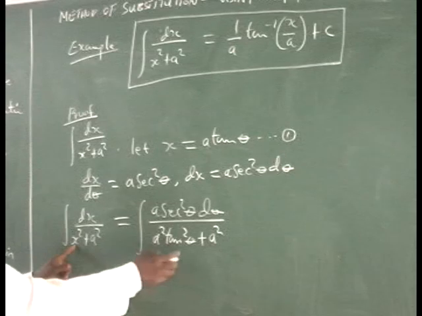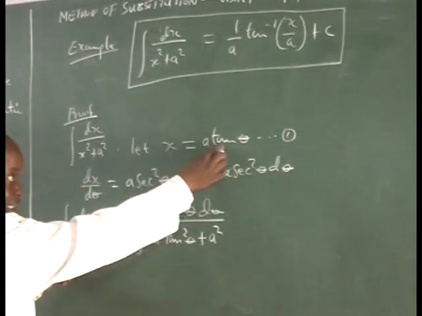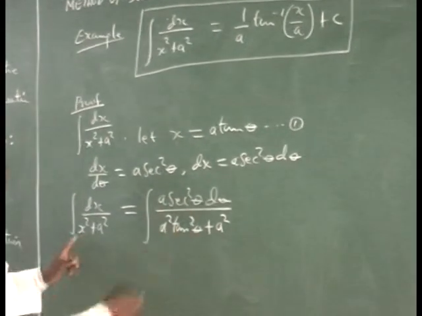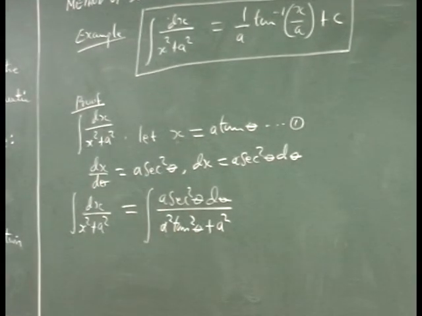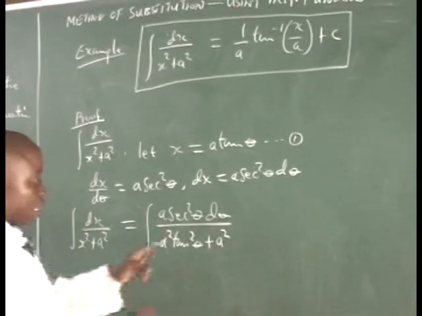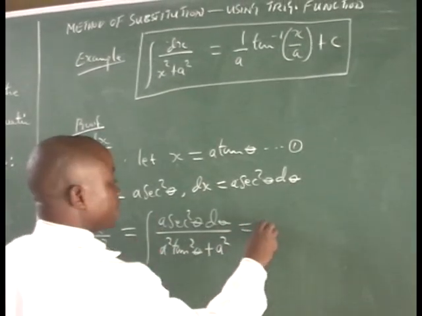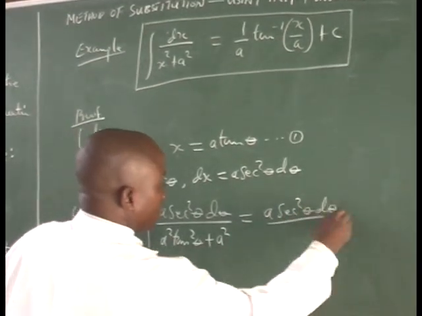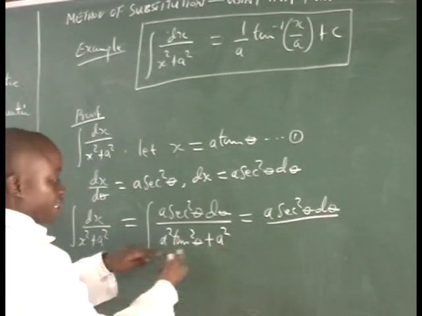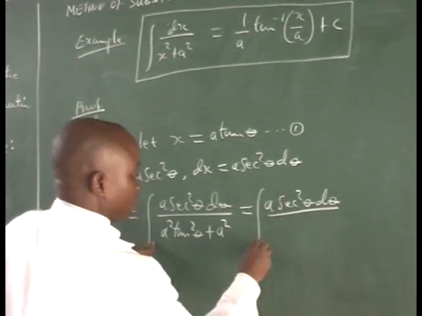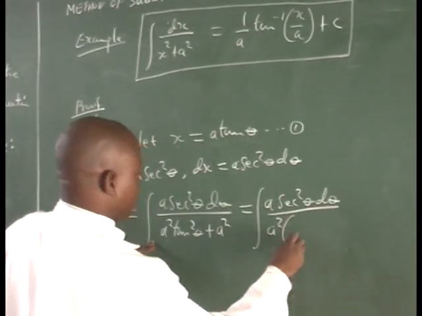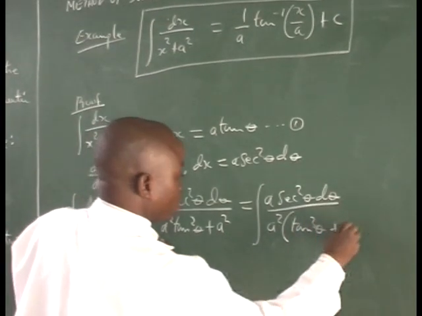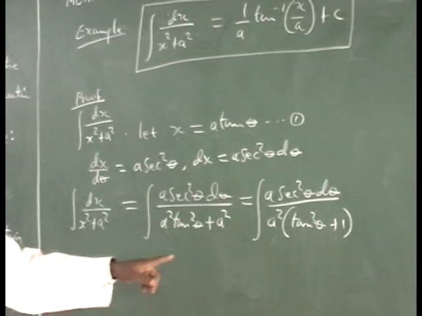Now x is this one. x is a tan theta. Now we have x squared, so a squared tan squared theta. Right. And we can now see that this thing can be written as a sec squared theta d theta all over, I will factor out a squared, so a squared bracket tan squared theta plus 1. I can write it that way.